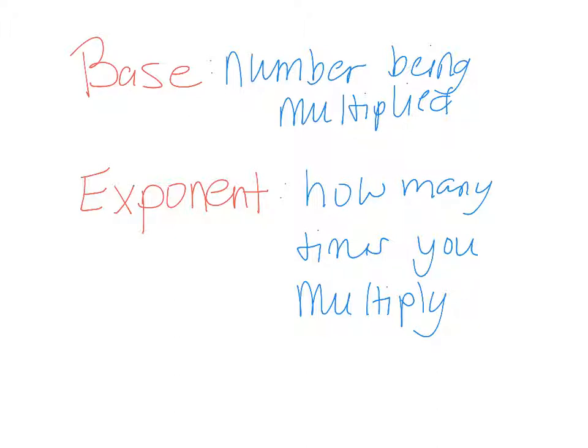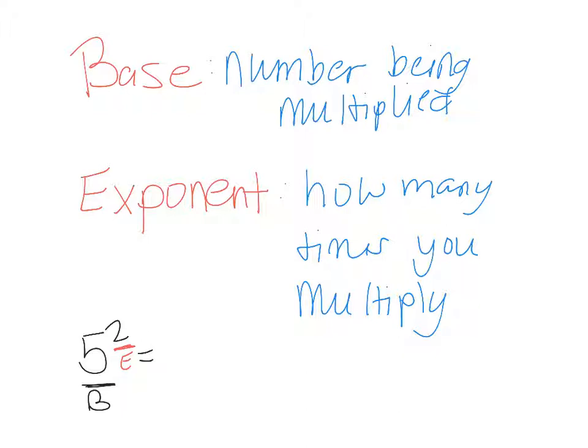Anytime you have a number being squared or a number being cubed, you have two different things. You have your base, which is the number that you're multiplying every single time, and then your exponent, which tells you how many times you're multiplying that specific number. So for example, if I had 5 squared, my base is going to be 5, and my exponent is going to be 2.